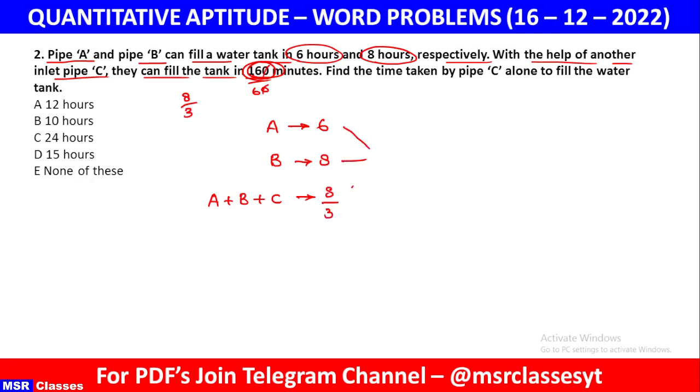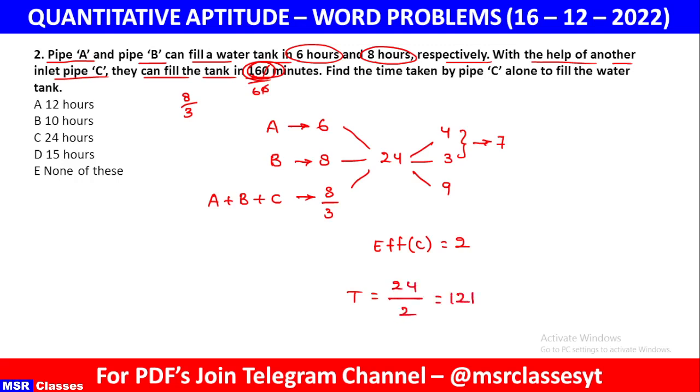8/3. LCM is 24. 6 times 4 is 24, and 8/3 times 24, since there is a 3 in the denominator, is 9. A and B efficiency is 7 units, so the efficiency of C is 9 minus 7, which is 2 units. Time taken by C is total 24 units of work divided by 2 efficiency, 12 hours. 12 hours is my final answer. Option A is the correct answer for this question. Done.